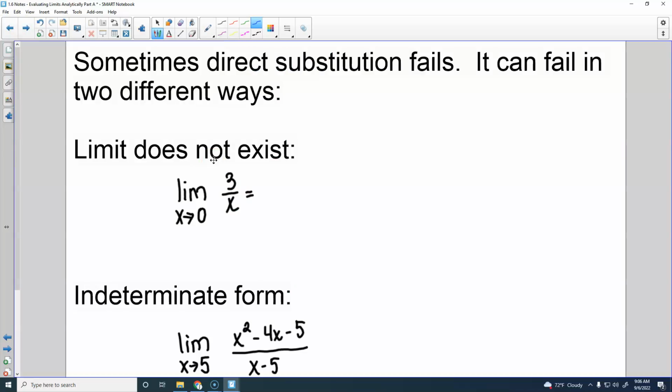And it can fail in 2 different ways. The first way that direct substitution fails is that the limit does not exist at all at that point. Okay? And that will look like a problem like this. The limit as x approaches 0 of 3 over x. So if I plug in 0, I get 3 over 0. Now, what is 3 over 0? It is undefined. We cannot divide a number by 0.